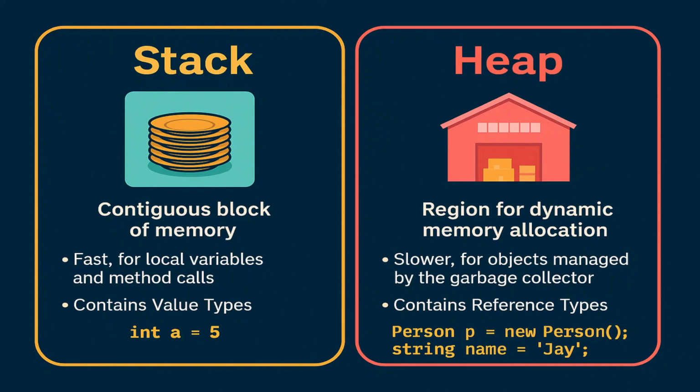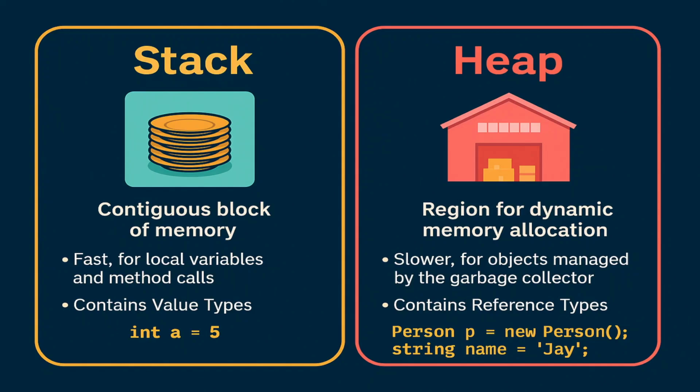But at the same time there is an overhead. You have to manage it, and this is where the garbage collector in .NET kicks in. The garbage collector has to manage the heap, not the stack. So all the reference data goes on the heap. For Person p equal to new Person, the data of that person object would be stored on the heap. String name equal to J, again the data J is going to be stored on the heap.